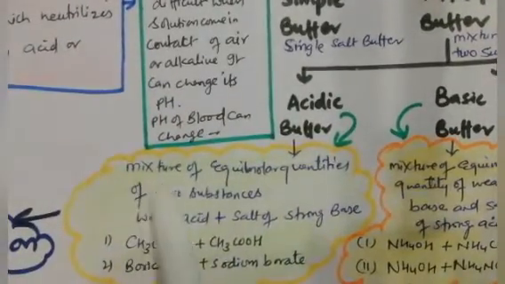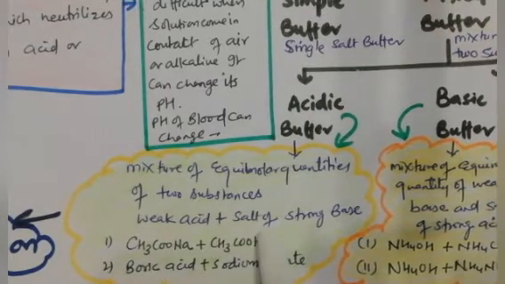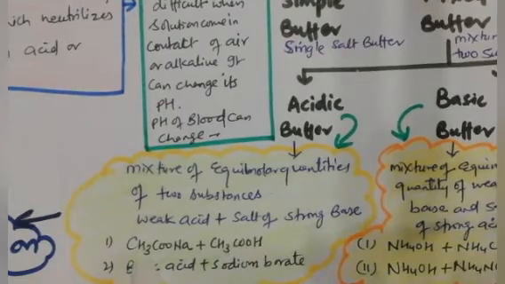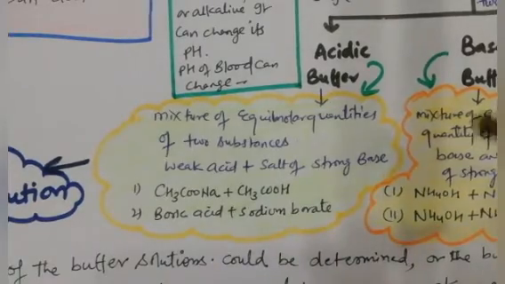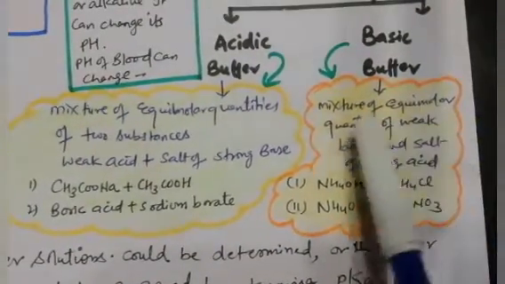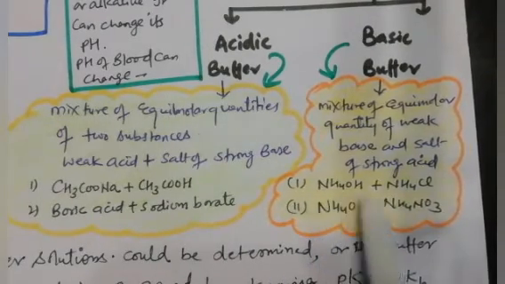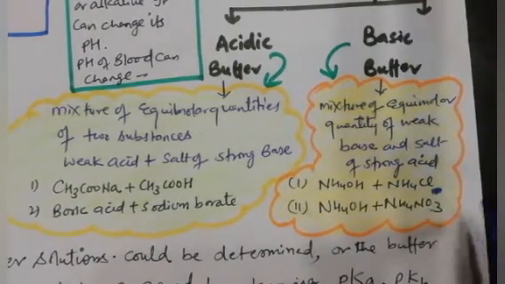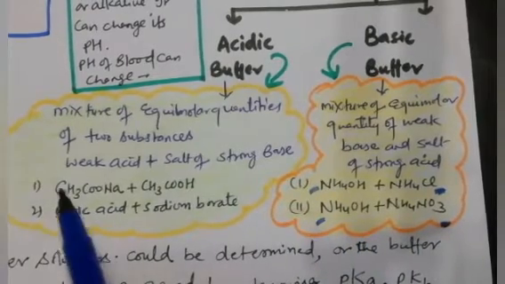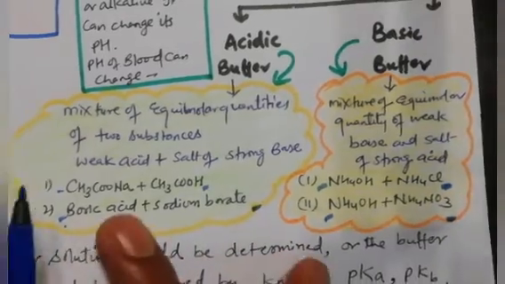An acidic buffer is a mixture of equimolar quantities of two substances, in which one is a weak acid and the second is a salt of a strong base. Examples are CH3COONa plus CH3COOH, boric acid plus sodium borate. A basic buffer is a mixture of equimolar quantities of a weak base and a salt of a strong acid, for example NH4OH with NH4Cl, NH4OH with NH4NO3. So here it is a weak base with a strong acid salt, whereas in the acidic buffer it is a weak acid with a strong base salt.